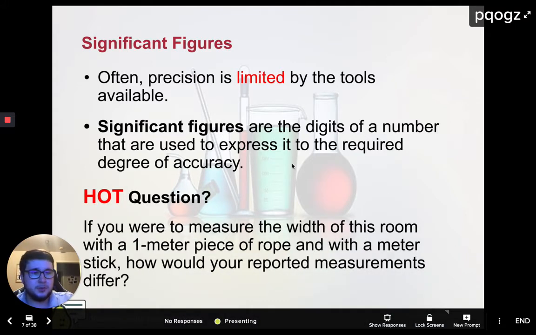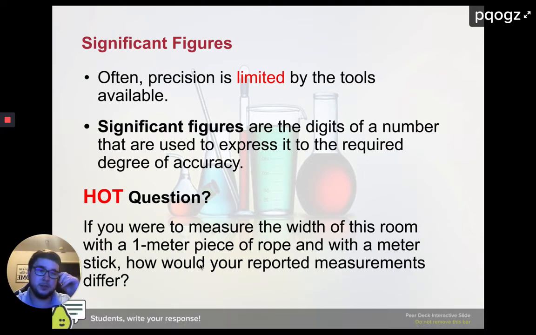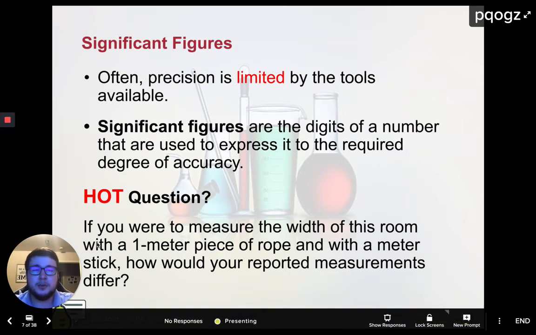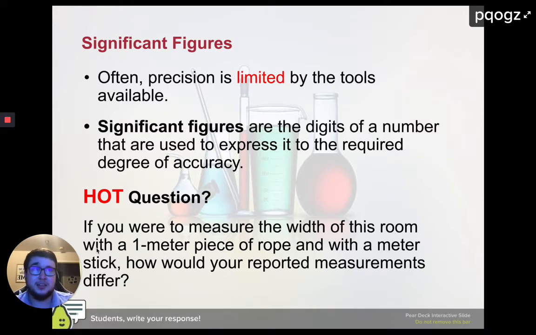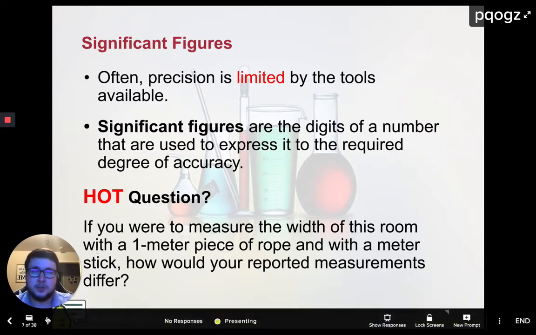So my question for you, and go ahead and pause the video and respond to this, is if you were to measure the width of this room, or the room that you're in, with a 1 meter piece of rope and with a meter stick, how would your reported measurements differ? So remember, a meter stick is going to be marked with centimeters, or with lines every centimeter, whereas a 1 meter piece of rope will not have any markings. It'll just be a piece of rope that is 1 meter in length, and that's all you'll have. Okay, so think about how your measurements would differ. Which one would be more precise? Which one would you trust to give you a better result, and those kinds of things. So go ahead and answer that, pause, come back when you're finished. Okay.